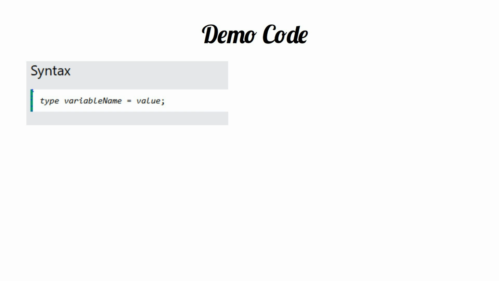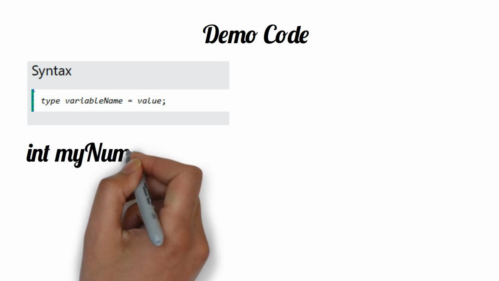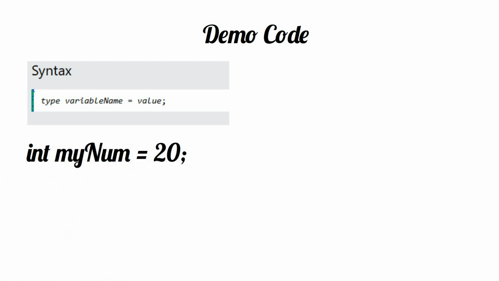Let us see one example for it. Now here I'll write one code. Just see this. First, what is the data type of it? Data type, I'm mentioning it as int. Next, I'm defining the variable name. So the variable name is my num. Then I'm putting equal to and I'm assigning 20 to it.